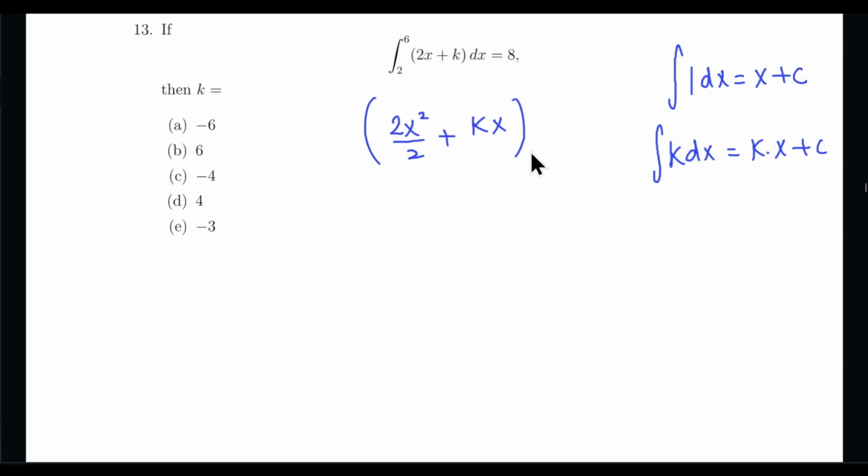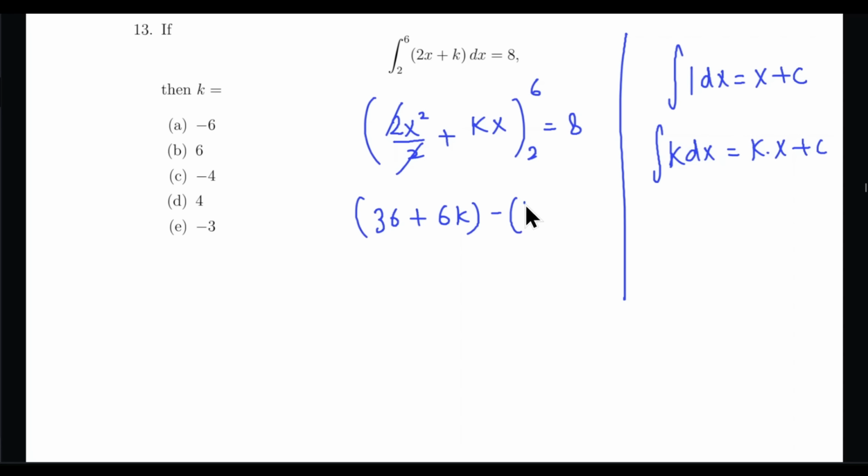So this is from 2 to 6, right? And this should be equal to 8. This 2 is gone. Upper bound 6 square is 36 plus 6k, minus the lower bound 2 square is 4 plus 2k. That should be equal to 8. So 36 plus 6k minus 4 minus 2k is equal to 8. 36 minus 4 is 32. 6k minus 2k is 4k, equal to 8.